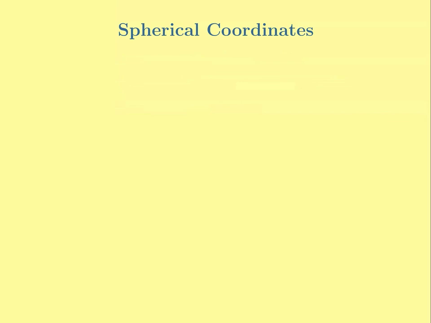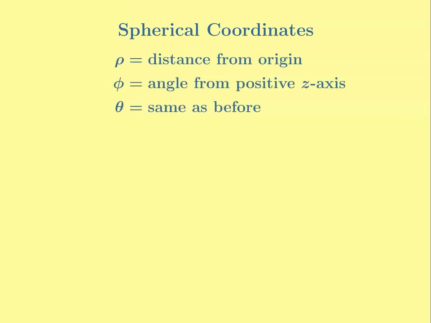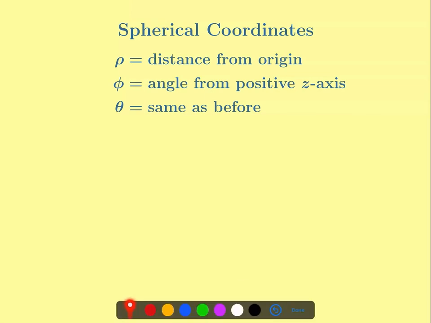This lecture is going to be on spherical coordinates. We're going to have 3 coordinates like usual since we're in space, we're in 3 dimensions. Rho will be the distance from the origin. Phi will be the angle from the positive z-axis. And theta will be the same as it was before when we did polar coordinates and cylindrical coordinates.